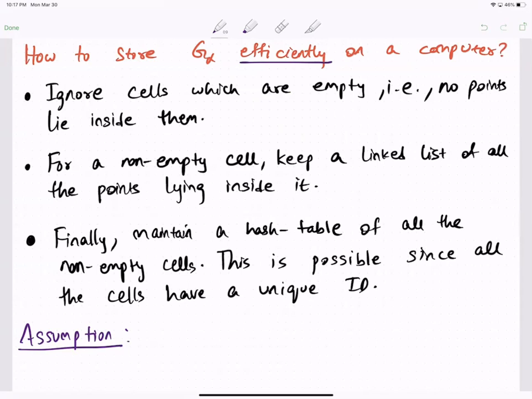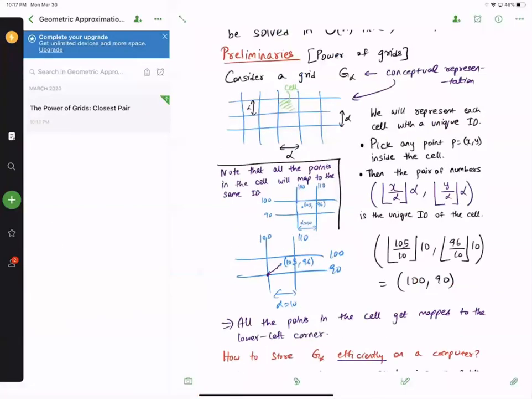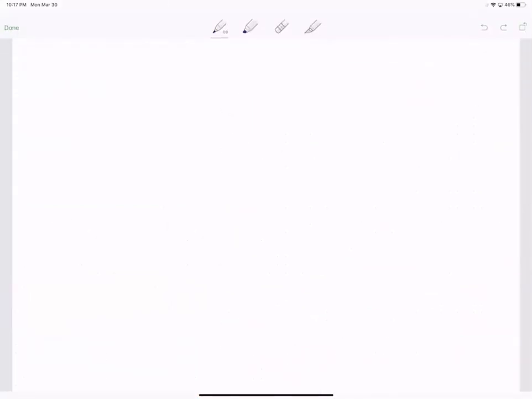We'll assume that all the hash operations can be performed in order of one worst case time. We won't get into the details of this; that's a topic on its own. So let's just assume that all hashing operations will take only constant worst case time.